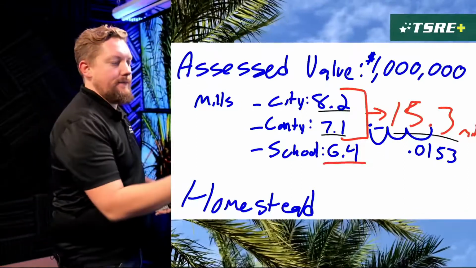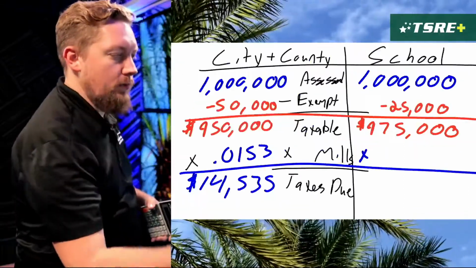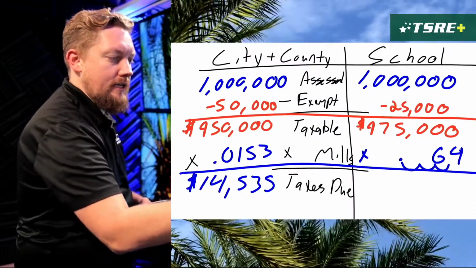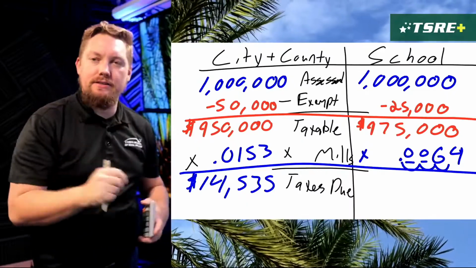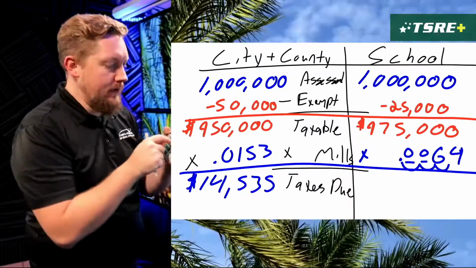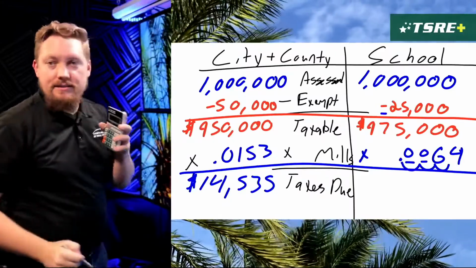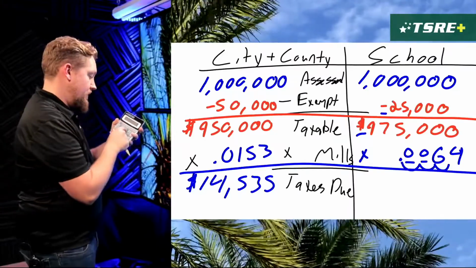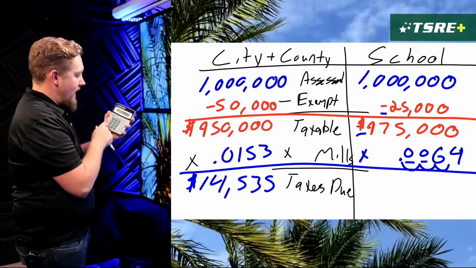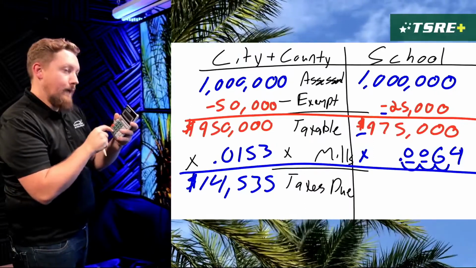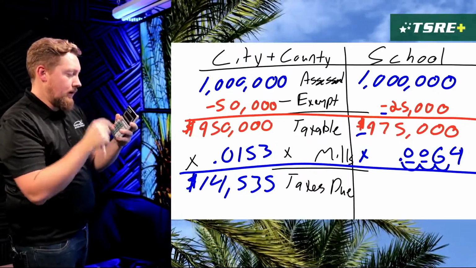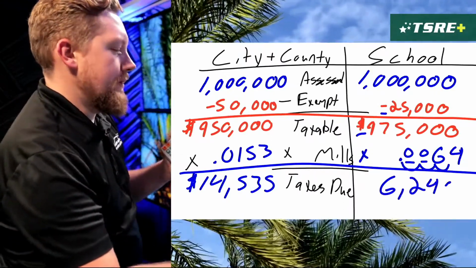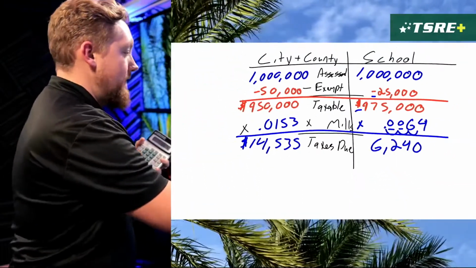Now, according to our question, 6.4 mills for the school board. But again, we have to go 1, 2, and 3 decimal places over, so that's going to be 0.0064, how we put it in our calculator. And remember, we only get the $25,000 exemption here, so it's $975,000 that we're multiplying by the 0.0064. So in our calculator, $975,000 times 0.0064, our 6.4 mills as a decimal, and that gives us now another $6,240. Looks like our taxes are going to be above $20,000.